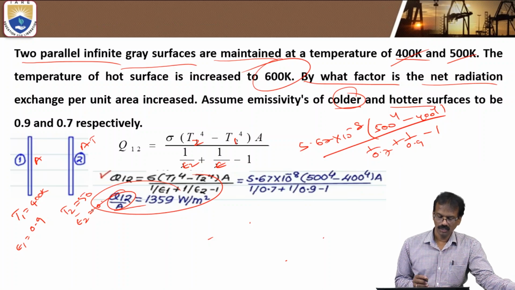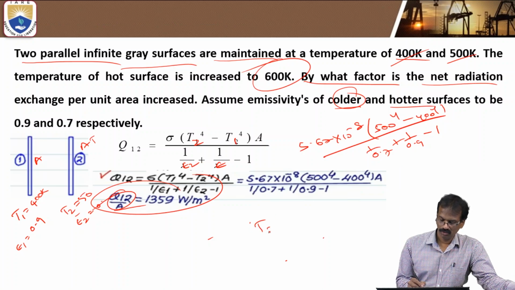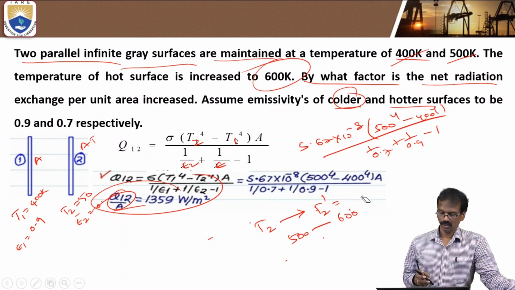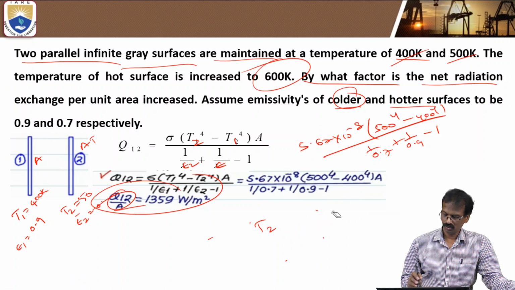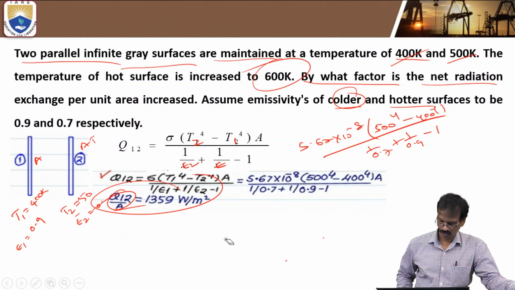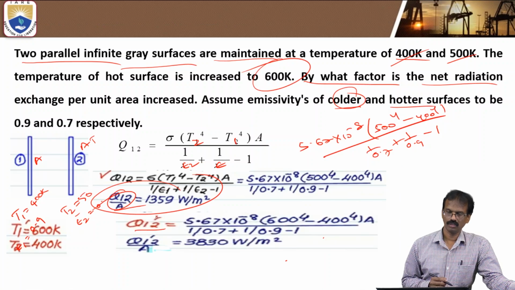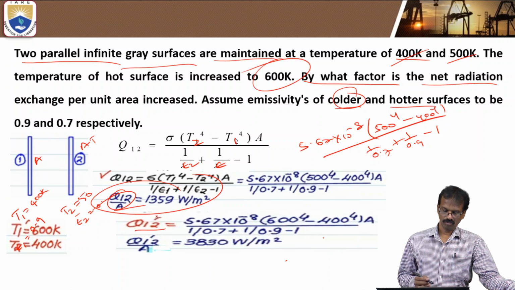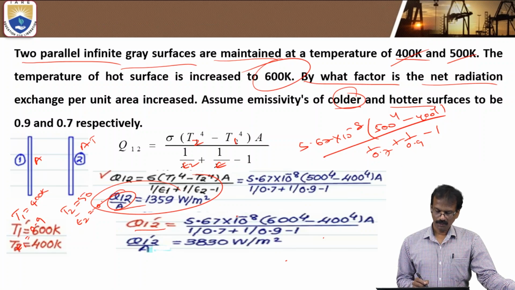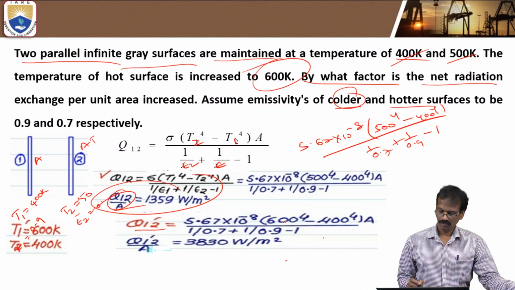Next, the temperature has been increased, T2 to T2 dash, that is 500 to 600. The temperature of the hot body has been increased. So at that condition, we'll take the same formula. You can use this one. Second condition, Q12 dash or Q21 dash, anything. So hot to cold, sigma into T1 to the power of 4.